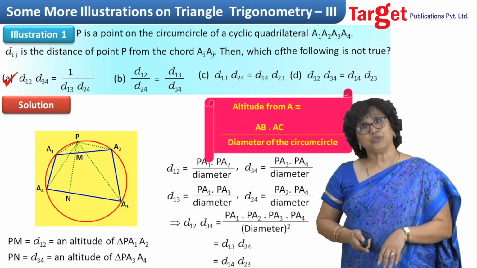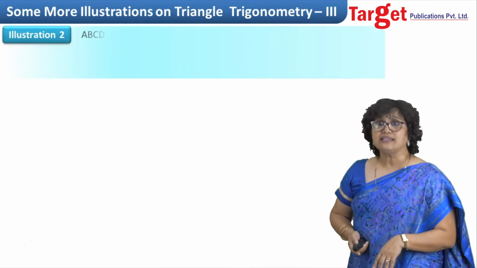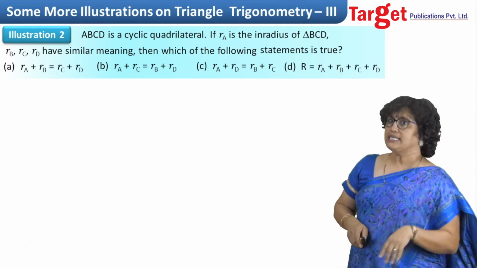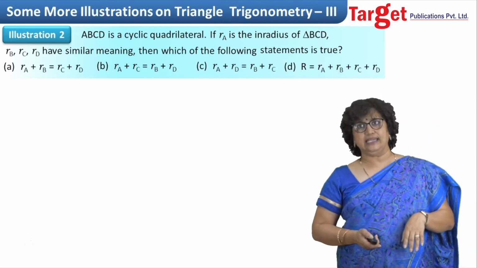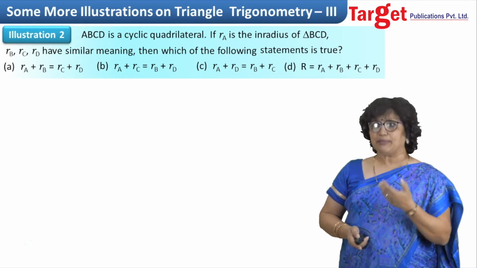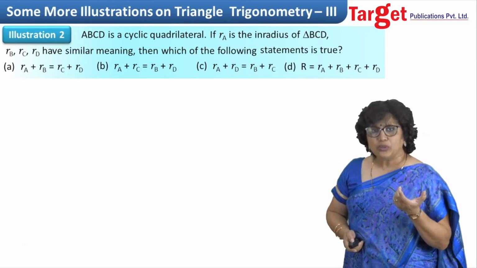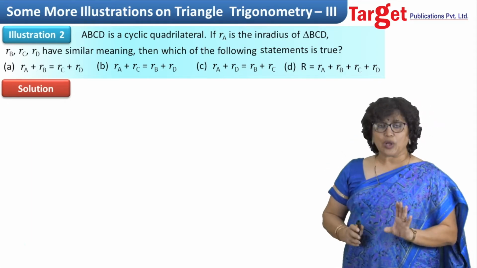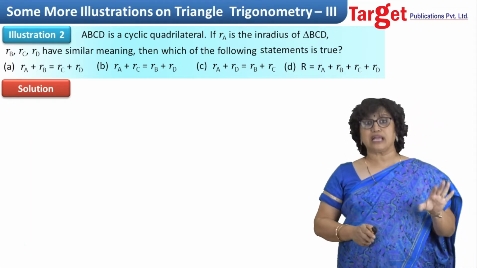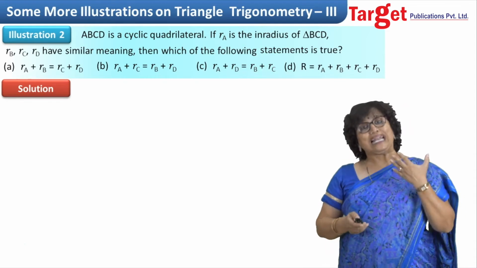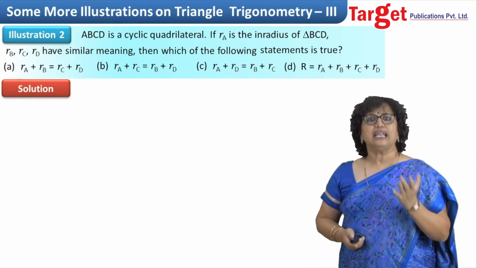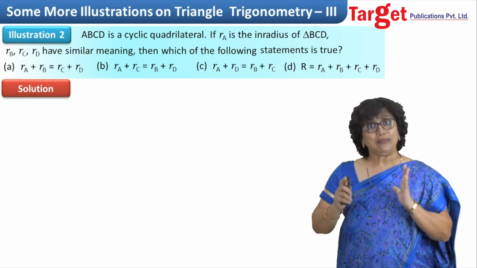Now I move to the next one from here, and that is: ABCD is a cyclic quadrilateral, RA is the inradius of triangle BCD, and RB, RC, RD have similar meanings. And then we have to pick the correct option. Now when you look at the question, without drawing the figure, I don't think you will be able to understand what RA stands for. So let us first draw the figure where RA, RB, RC and RD you can actually show in the picture.